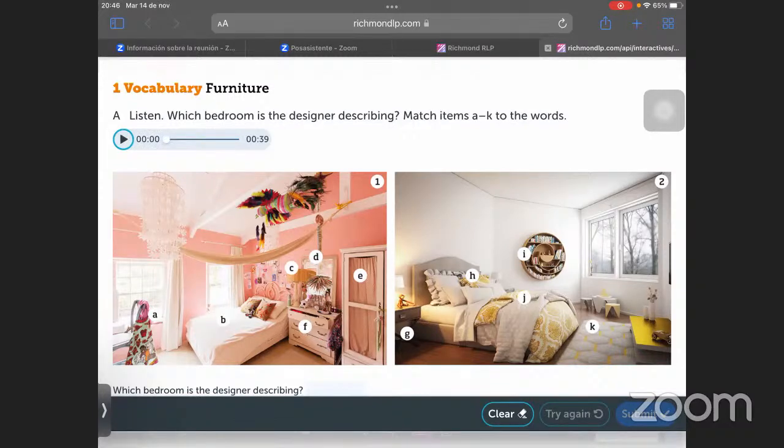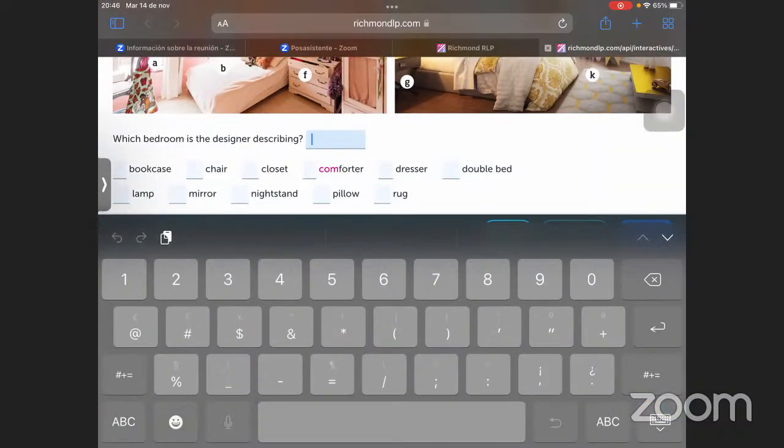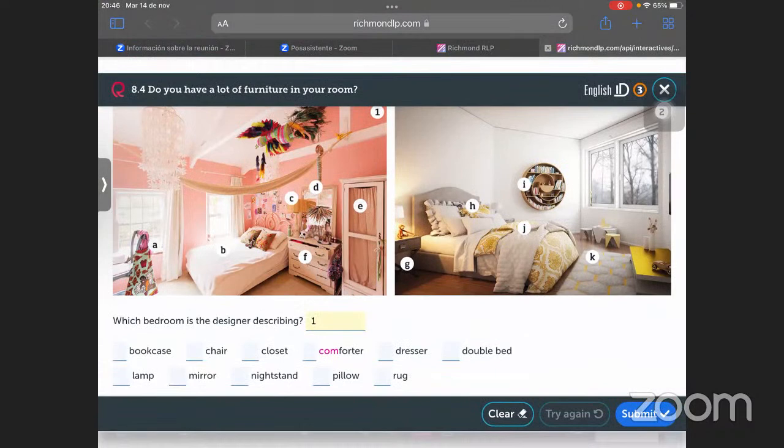What is the bedroom the designer is describing? One or two? Number one. Yes, it is. Okay, so it's one. Okay, look at the elements and objects over there. I'm going to mention the words and you tell me what letter.